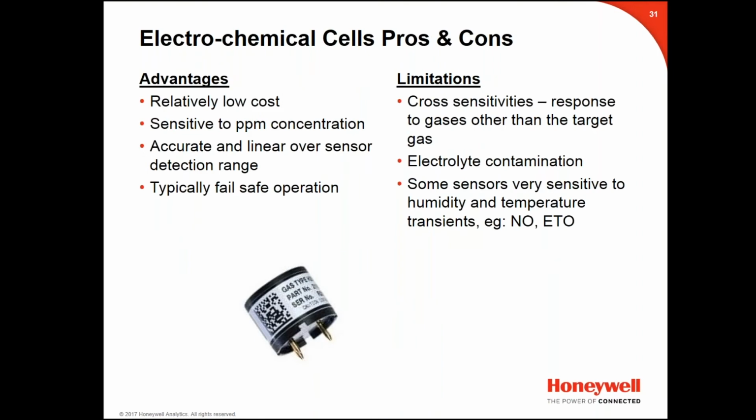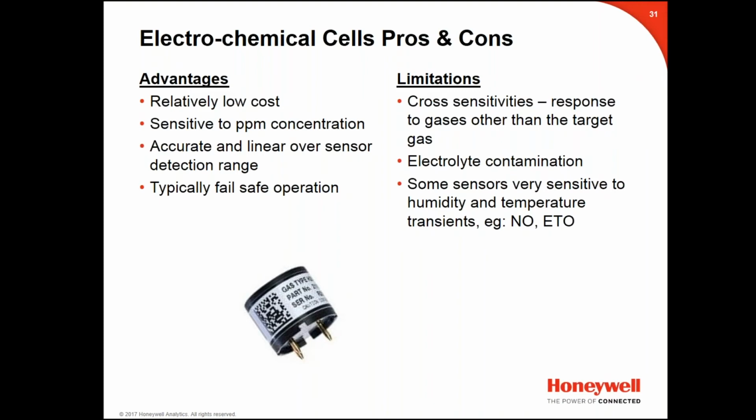Okay, some of the advantages of electrochemical cell technology. It's relatively low cost, sensitive to part per million concentrations, accurate and linear over the sensor's detection range, typically fail-to-safe operation. So some of the limitations include cross sensitivities. The big ones that I know of are between CO and hydrogen. Also, you may see response to other gases than the target gases. That kind of lines up with the cross sensitivity.